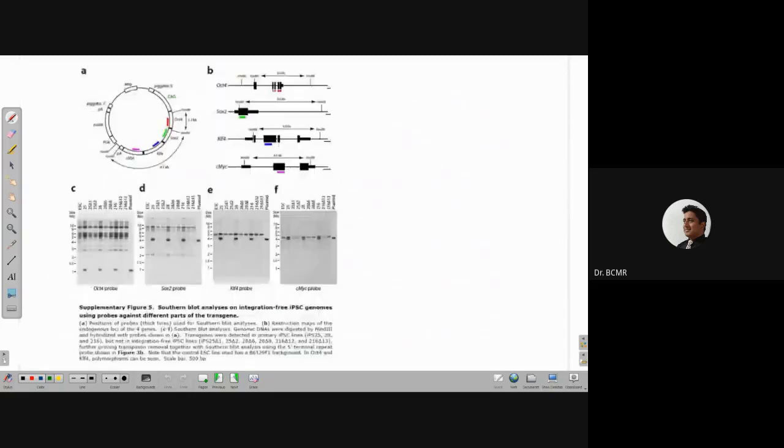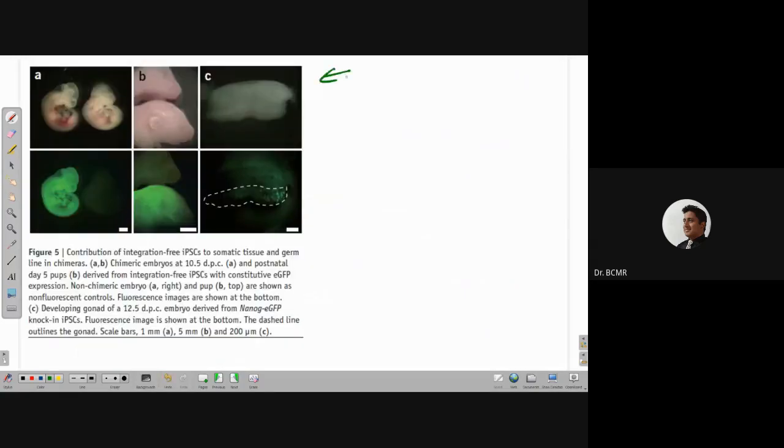There are many other results. All of them will be revolving around the same thing. I have to discuss this one in the next class, about chimeras and so on: how to show if the generated induced pluripotent stem cells are really contributing, whether they are functional or not. We will do that in the next class.